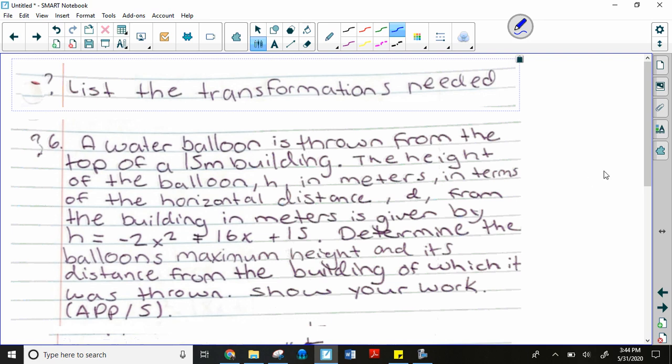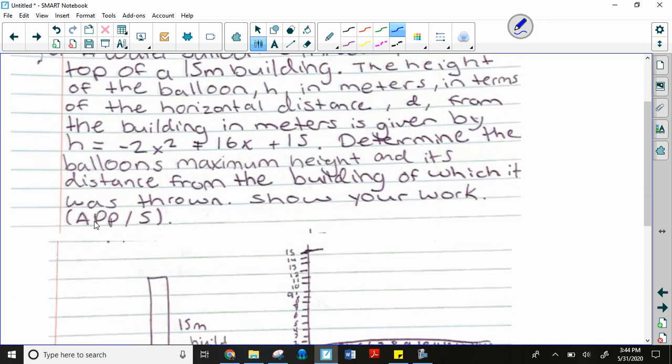Okay, a water balloon is thrown from top of a 15-meter building. The height of the balloon is in meters in terms of the horizontal distance. So we're going height of balloon versus how far away it is from the building. Okay, they gave us the equation. Awesome. Very little thinking. The original height of the building is 15 meters. That's our y-intercept right there.